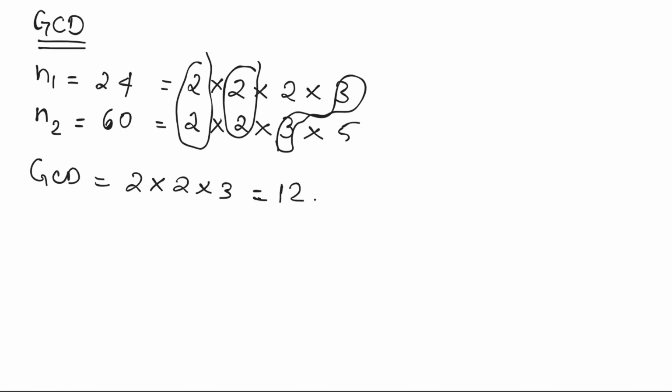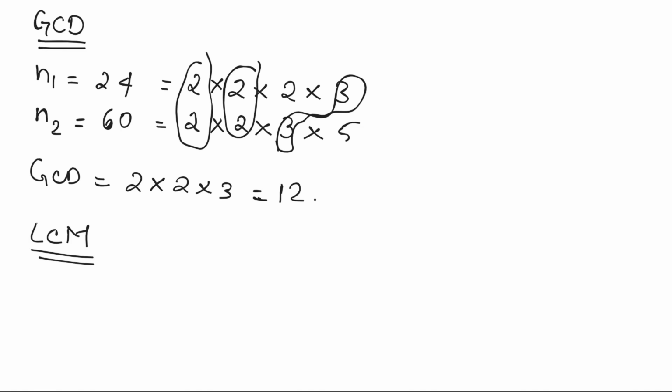GCD is the largest possible positive integer dividing both these values without remainder. So when we divide 24 by 12, we don't have any remainder. And for 60, when we divide it by 12, we won't get any remainder. So this is the highest possible value which divides both. I mean, 60 can be divided by a higher integer also, but it should also divide 24. So we are going to find the common values.